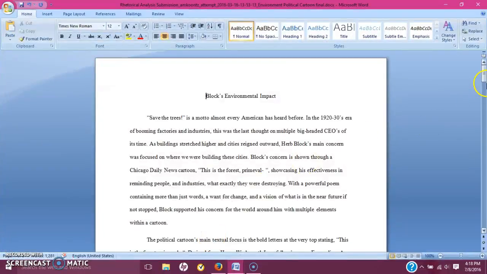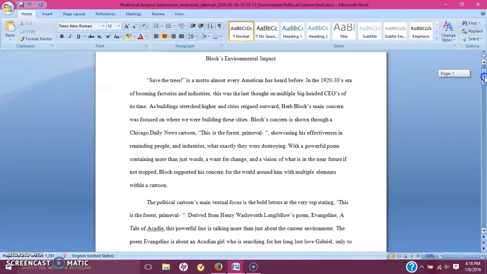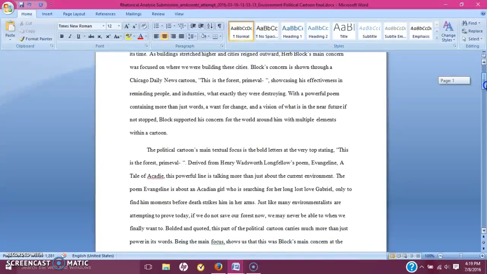So here's a much better example. It's like the examples that I've already posted online. There are two of those, and those were really strong papers. So this is a different political cartoon. It's about the environment and not race. So we have "Save the Trees" is a motto almost every American has heard before. That's her hook. You can kind of decide whether you keep reading or not.